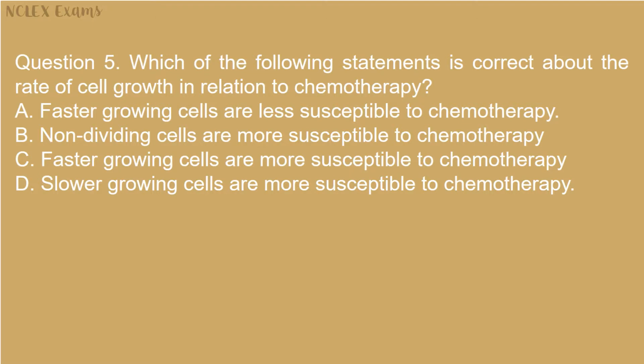Question 5. Which of the following statements is correct about the rate of cell growth in relation to chemotherapy? A. Faster growing cells are less susceptible to chemotherapy. B. Non-dividing cells are more susceptible to chemotherapy. C. Faster growing cells are more susceptible to chemotherapy. D. Slower growing cells are more susceptible to chemotherapy.